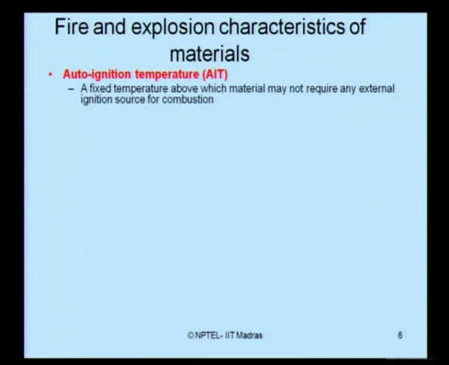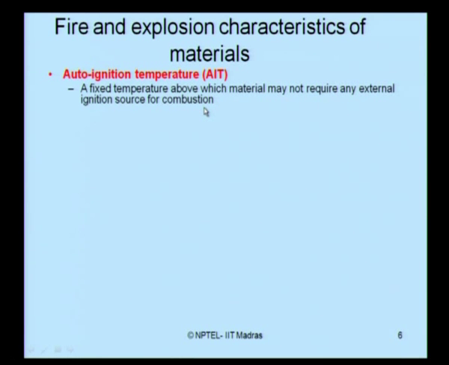Let us look at some characteristics of materials which can cause fire or which can result in explosion. As I told you, to prevent accidents from fire or explosion, one should understand the characteristics of materials in detail. The topmost characteristic of importance is what we call auto ignition temperature. It is defined as a fixed temperature above which a material may not require any external ignition source for combustion.